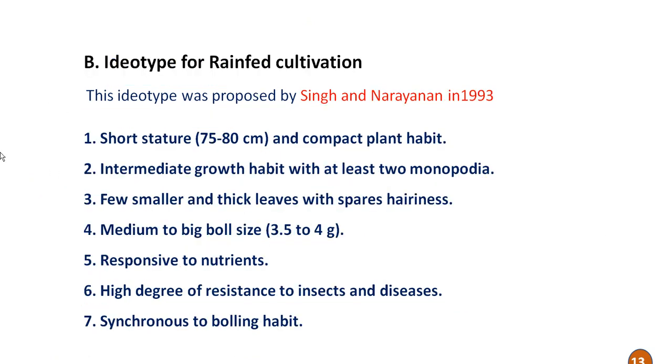Then the plant ideotype or crop ideotype for rain-fed cultivation in case of cotton was proposed by Singh and Narayanan in 1993. According to them, for rain-fed cultivation, the cotton should have short stature, like 75 to 80 centimeter, and compact plant habit. Then intermediate growth habit with at least 2 monopodia. Here intermediate growth habit means the vegetative and reproductive growth are intermingled.